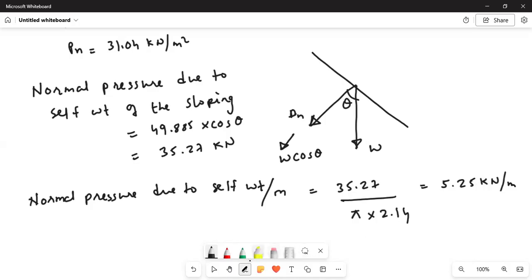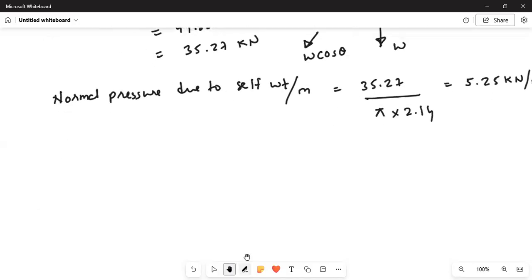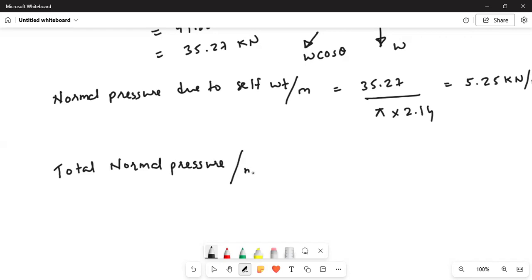Okay. So total normal pressure per meter equal to 31.04, that is your Pn, plus normal pressure due to weight, that is 5.25. Okay, so this is coming as 36.29 kilonewton per meter. Now we can find the hook tension.